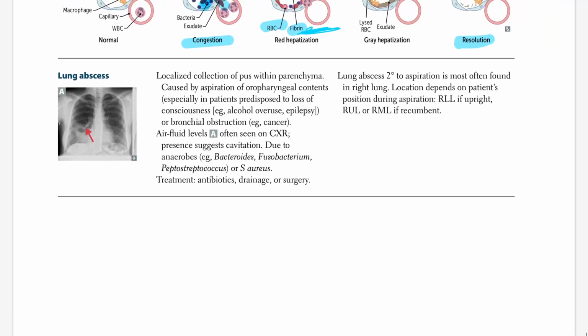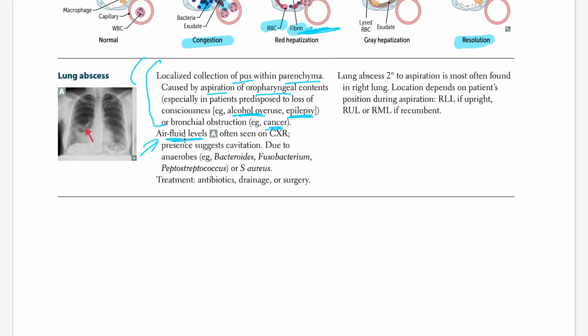So looking at the lung abscess. Lung abscess is a localized collection of pus within the parenchyma caused by the aspiration of oropharyngeal contents, especially in patients predisposed to loss of consciousness, alcohol overuse, epilepsy, or bronchial obstruction, cancer. So all they're trying to say, again, same thing, is that a normal individual won't aspirate, right? You've got to have some problem, so you're going to aspirate. I'm not talking about once in a while, but a continuous sort of aspiration. So if you're going into alcohol overuse, you can aspirate. In epilepsy, you're aspirating. Or if you have bronchial obstruction, like in cancer, you can aspirate.